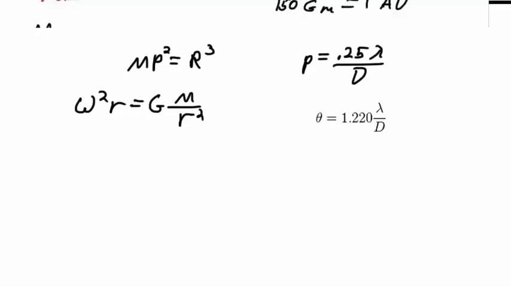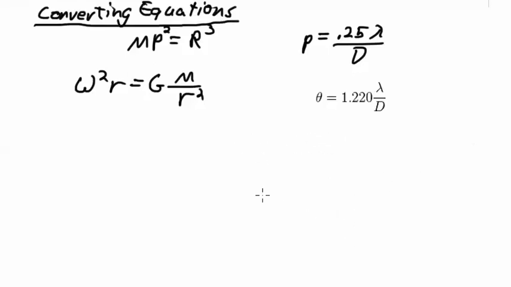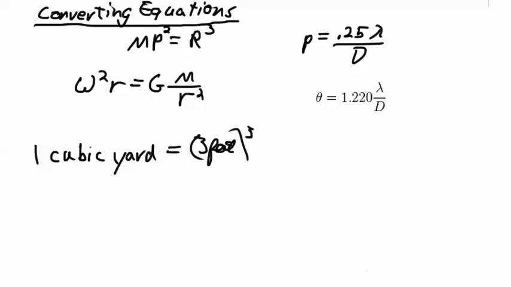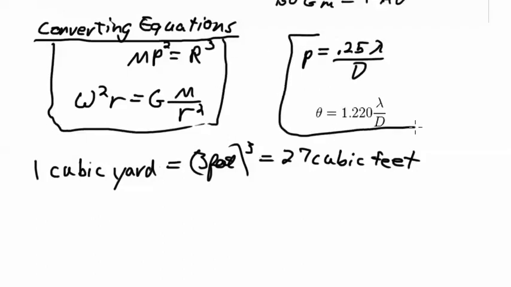I am trying to get a handle on how to convert an equation from one set of units to another set of units. I'm fairly familiar with how to convert individual quantities, for instance, 1 cubic yard equals 3 feet cubed, which is equal to 27 cubic feet. But what I want to do right now is go through a couple of examples where we take an equation that we know in two different forms.